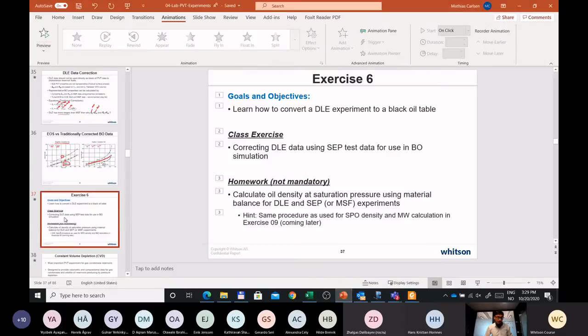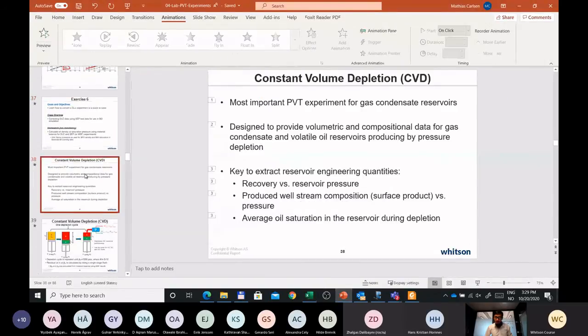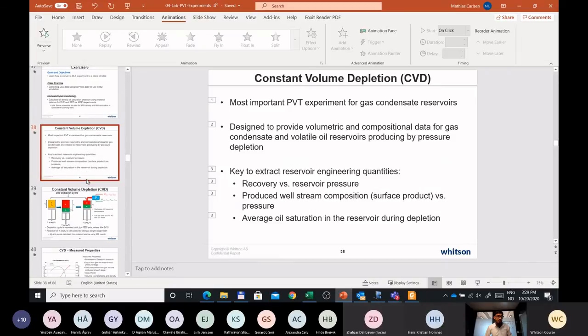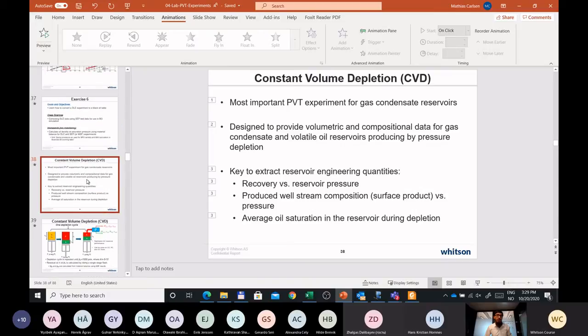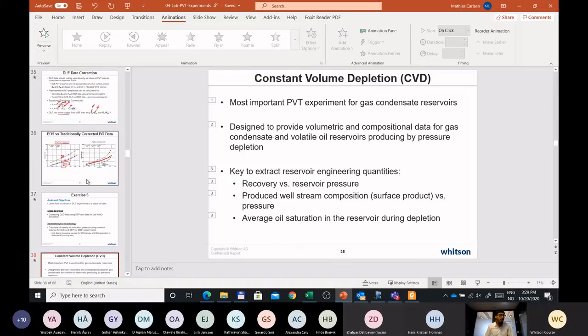So we have this CVD experiment, and then we have an associated exercise. We will just go through the theoretical part here about the CVD experiment, and then hopefully do the exercise tomorrow. It's an important exercise, how to QC the CVD experiment, and we generally emphasize a lot on that QC. So we will do it tomorrow. But is there any question related to the DLE experiment?